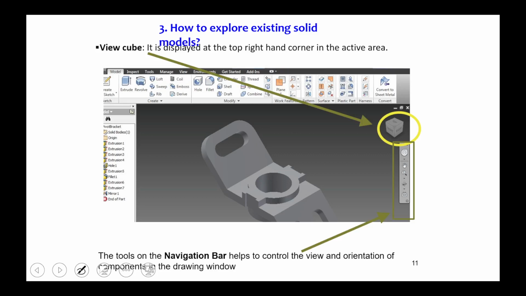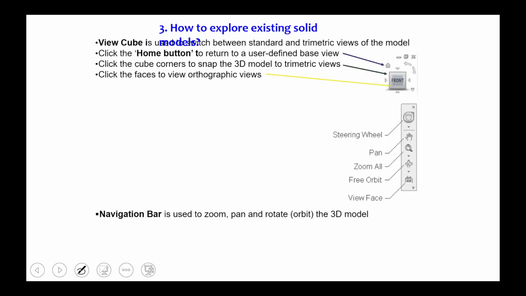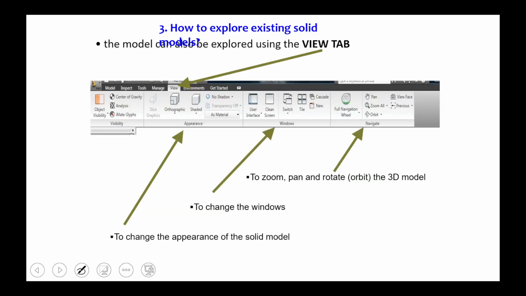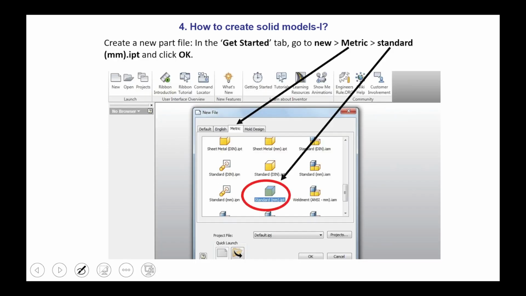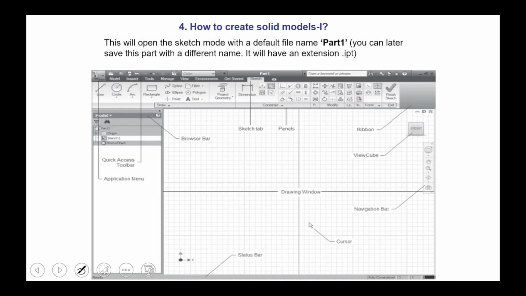This is the navigation bar tool to control the view and orientation of your design. This is the toolbar with the steering wheel, pan, zoom all, free orbit, and view face; the navigation bar window is available here. This is the product standard, sheet metal, and whichever project you want to use, you can use. This is the working window.